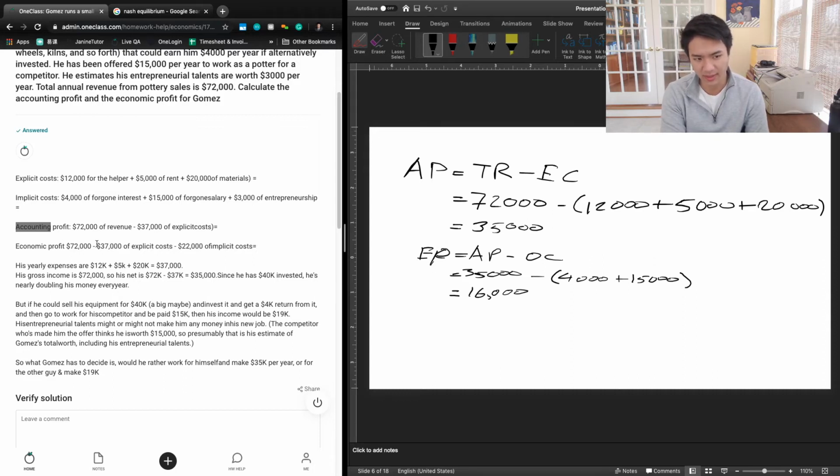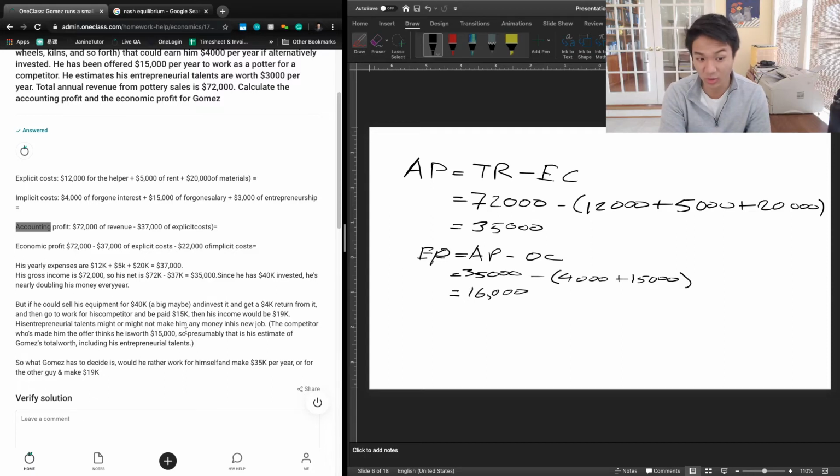His economic profit is equal to this accounting profit minus $22,000 of implicit costs. For us, it was $19,000. He says if he could sell his equipment for $40,000, a big maybe, invest it and get a $4,000 return, and then go to work for his competitor and be paid $15,000, then his income will be $19,000. His entrepreneurial talents may or may not make him money in his new job. The competitor who made him his offer thinks he is worth $15,000, so that presumably is his estimate of Gomez's total worth, including his entrepreneurial talents.